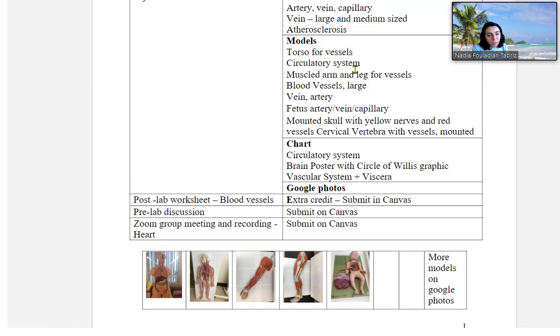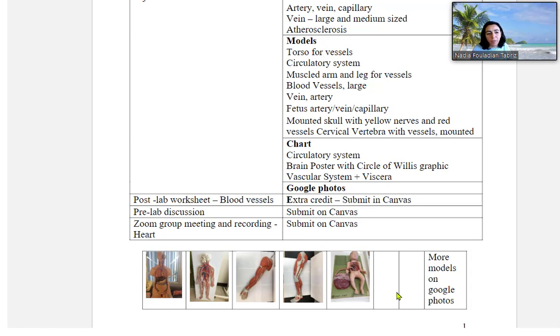And the circulatory system plaque, that is this one. It's very important to know every vessel on that one. Muscled arm and muscled leg, where some vessels can be seen. And blood vessels, this is the model of the blood vessel. It is not here, but you have it in the Google Photo Gallery.